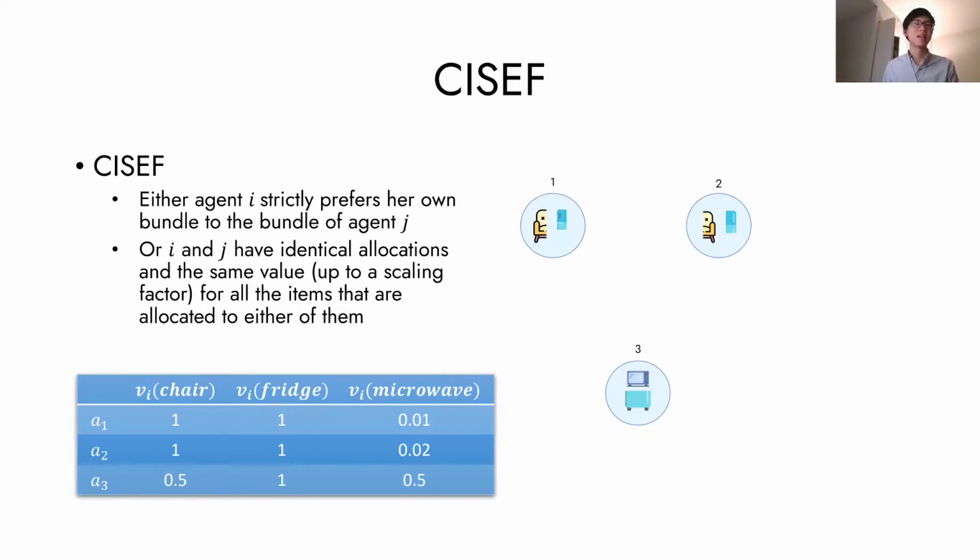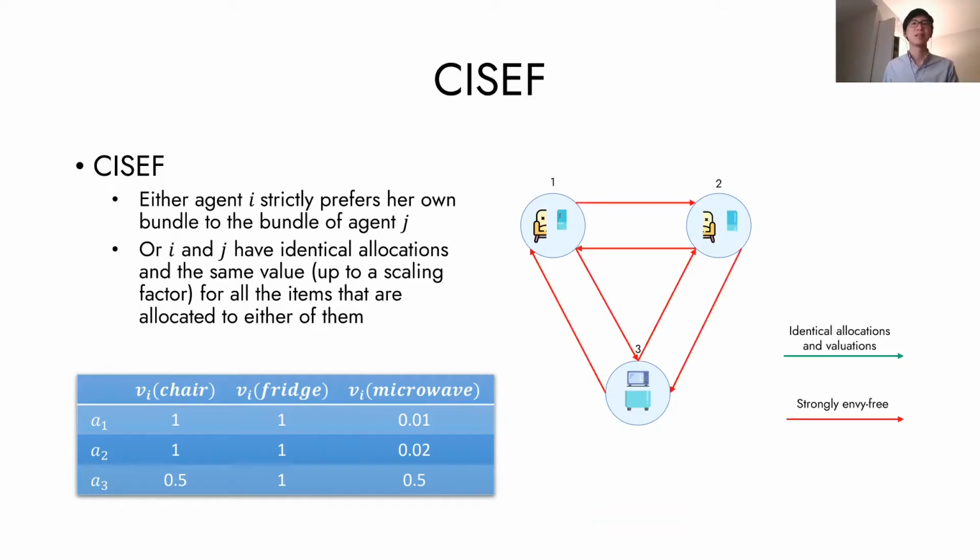So how can we check if this allocation guarantees CISEF? Well, one way to satisfy CISEF would be if the allocation itself were just strongly envy-free, so if there are strong envy-freeness edges between all pairs of agents. However, this allocation clearly does not satisfy strong envy-freeness. Note that agents 1 and 2 actually have the same allocation, so they must value each other's bundles equally. Luckily, the edges between agents 1 and 2 fall under the second condition of CISEF, where they have identical allocations and the same value for the items allocated to them.